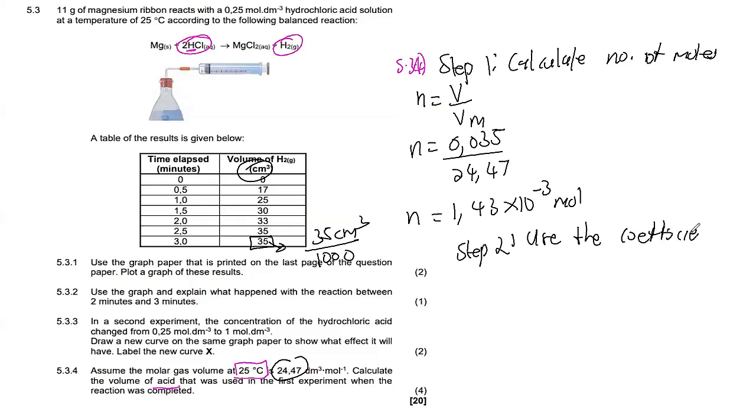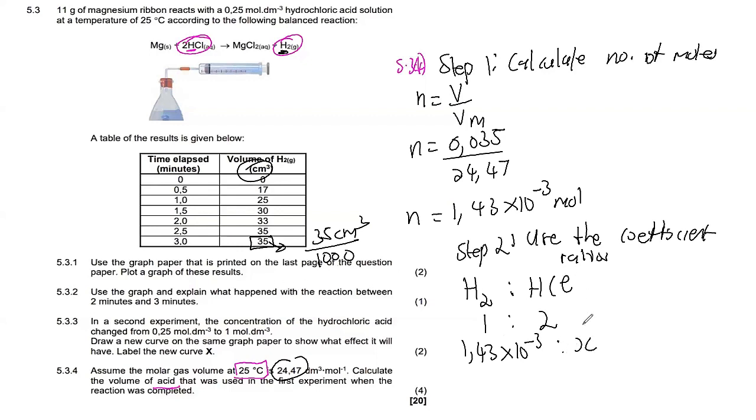Then step number 2, you want to use the coefficient ratios, right? Now remember, what are we looking for? We are looking for the hydrochloric acid. So now we can say we have the number of moles of H2. So let's compare H2 to hydrochloric acid, which is 1:2, right? And then our number of moles for this is 1.43 times 10 to the exponent of -3. And then here we have X.